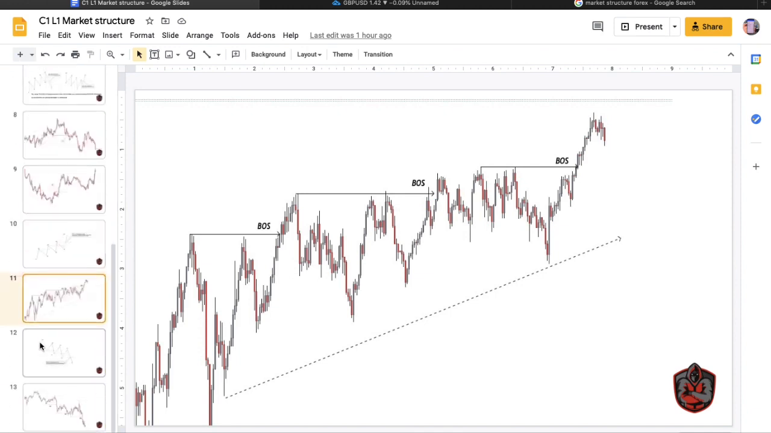Okay, so overall that kind of sums up lesson number 1, understanding market structure and identifying the 2 types of break of structures: the break of structure that shows continuation in trend, and the break of structures that signals trend reversals.